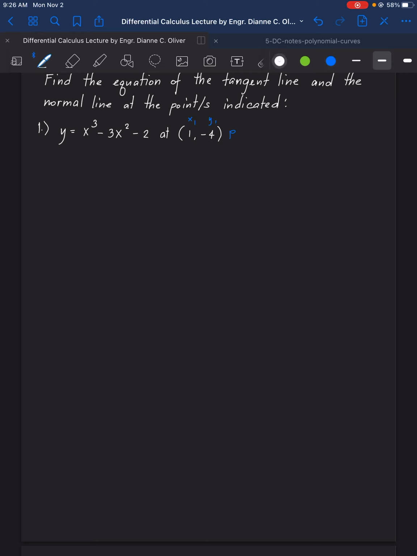Okay, so what are the steps? The first is, since we have our x1 and y1 already, remember that we will be using the point slope form. So the point slope form here is y minus y1 equals the slope, then x minus x1. So we already have our y1 and x1 as given by the problem. So we will be looking for the slope, m. Now how do we determine the slope of this equation? Obviously, we will solve for the y prime, because if you recall, y prime is also the slope. So let's derive the equation.